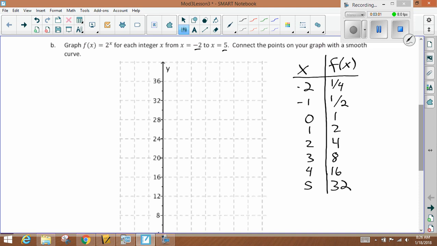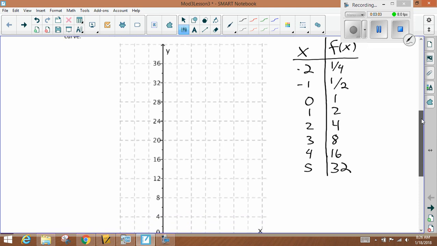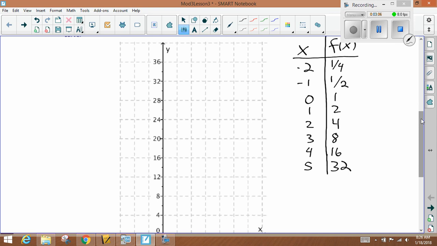Let's graph it. Don't giraffe it, just graph it.